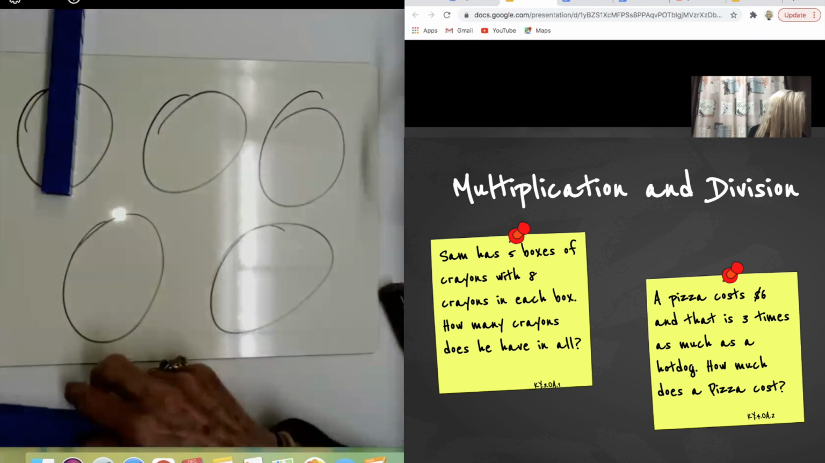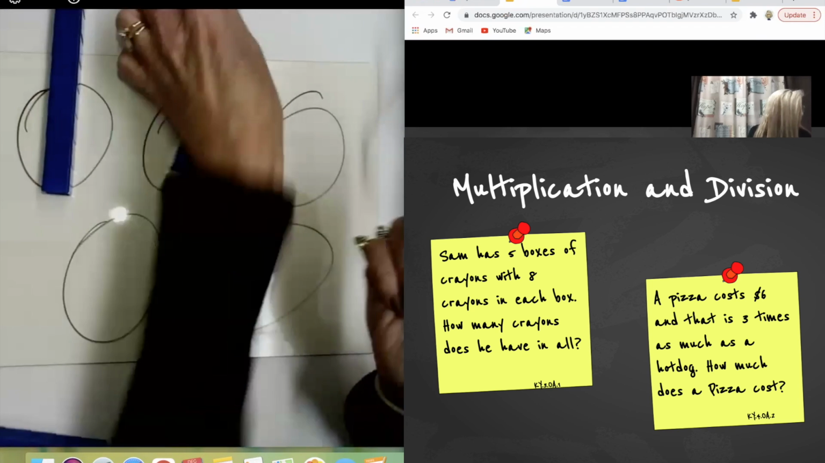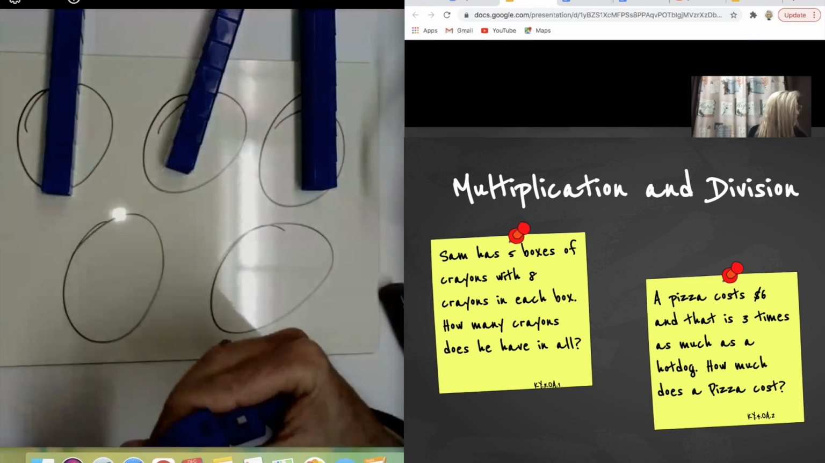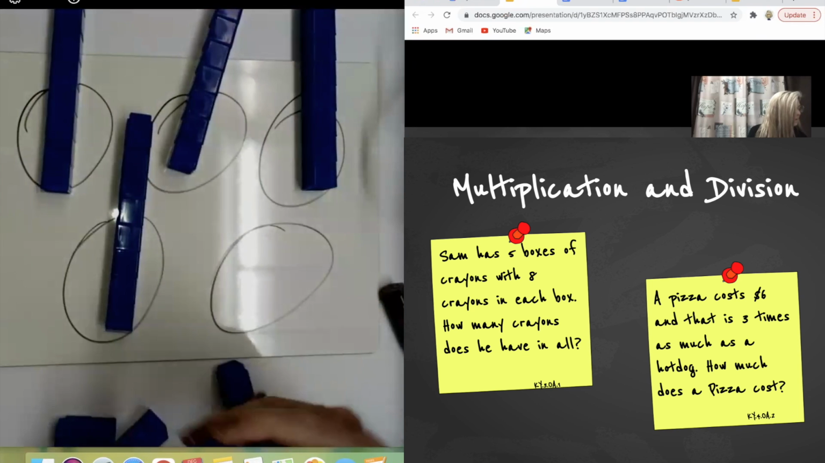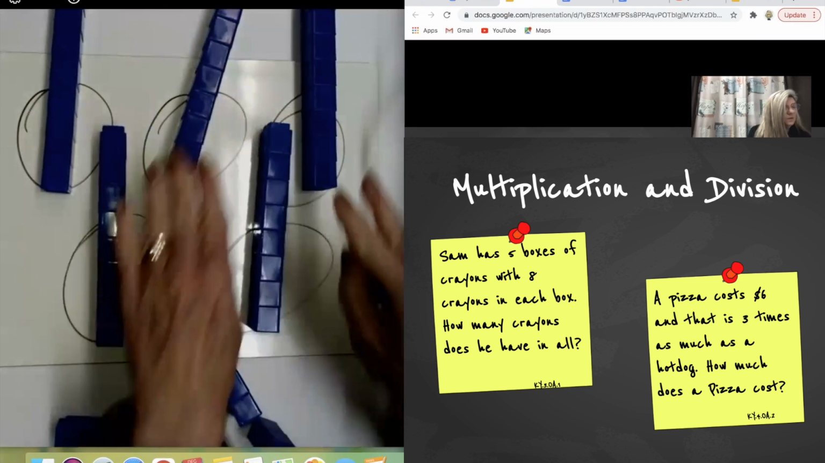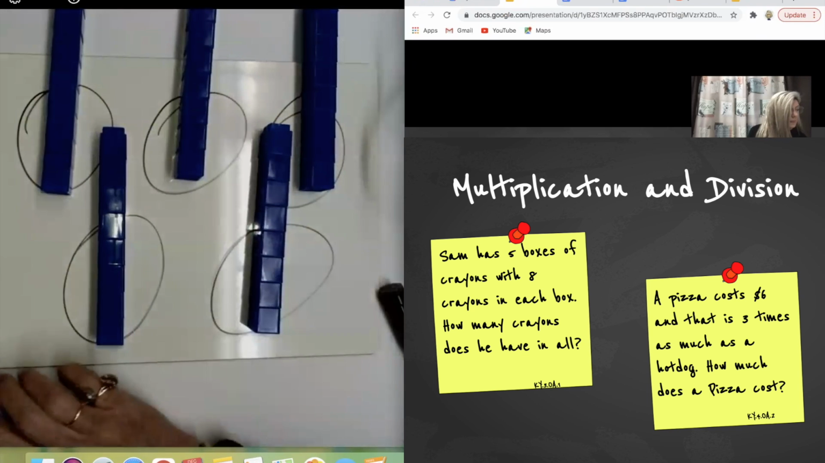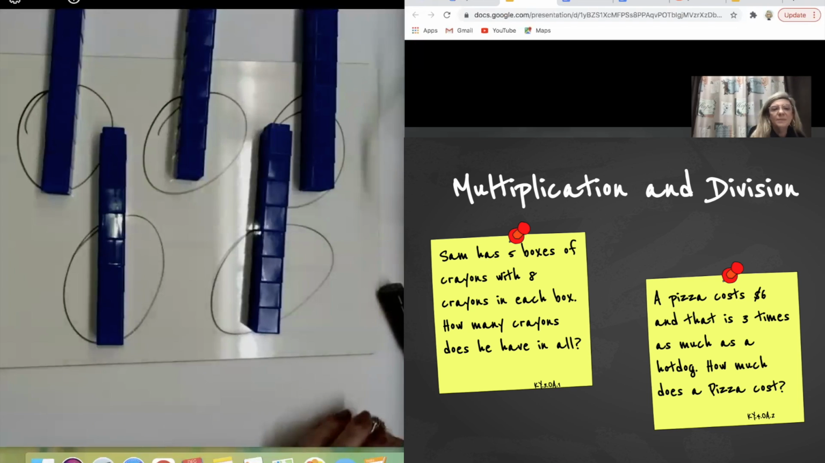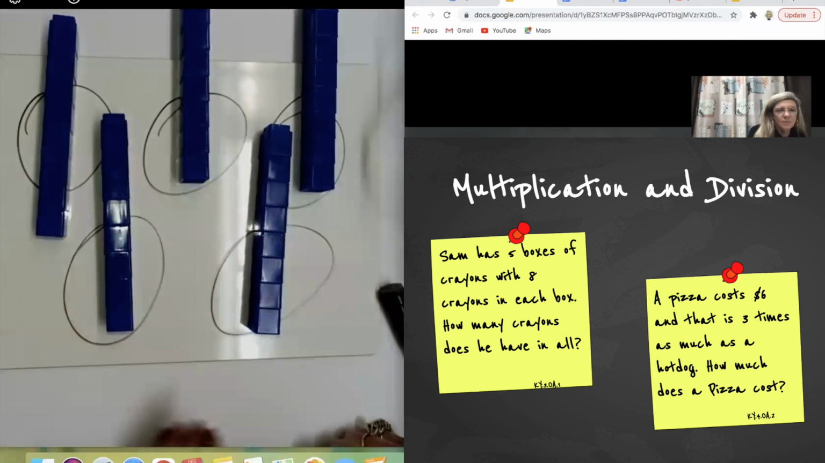So I know I've got 8 and 8 and 8 and 8 and 8. So I can represent it this way. You could break them apart. Actually, you could have them break them apart if you wanted to, and then put them back together in trains of 10 in order to find out how many in all. They could problem solve about how they would want to go about doing that. What would be the easiest way for them to do it?